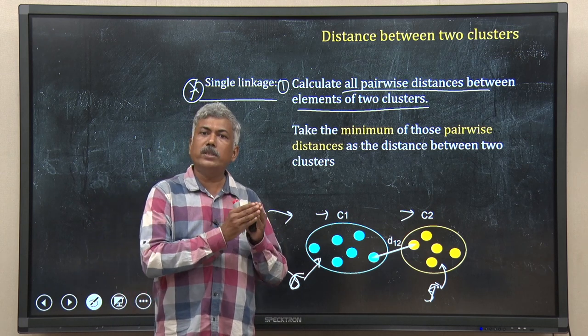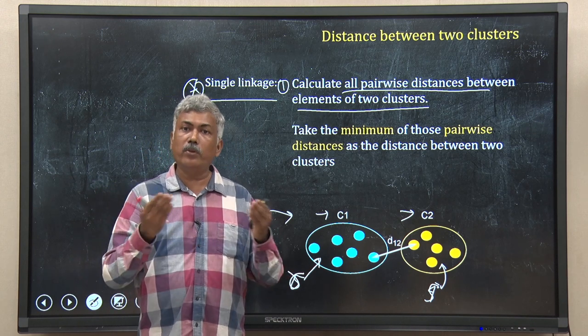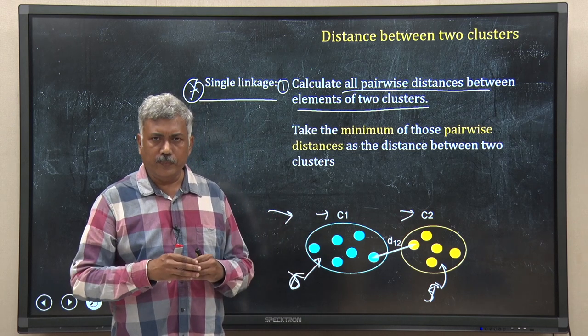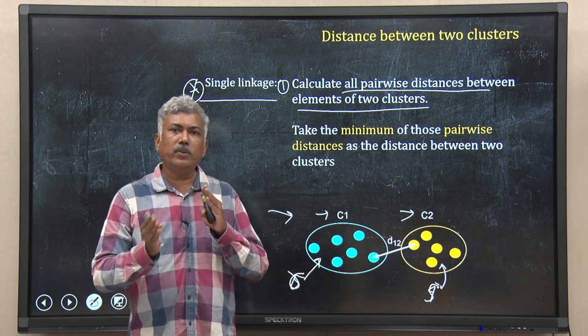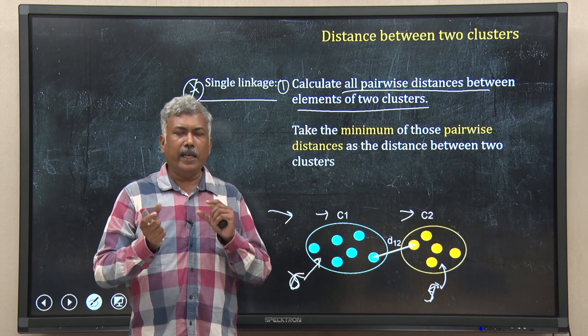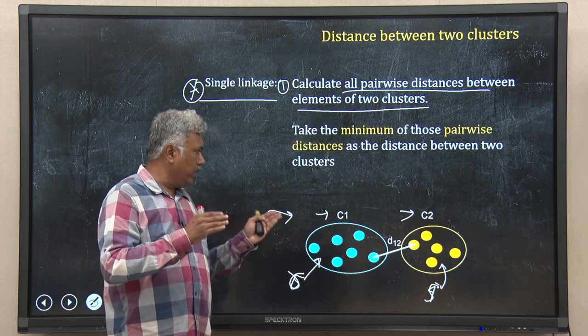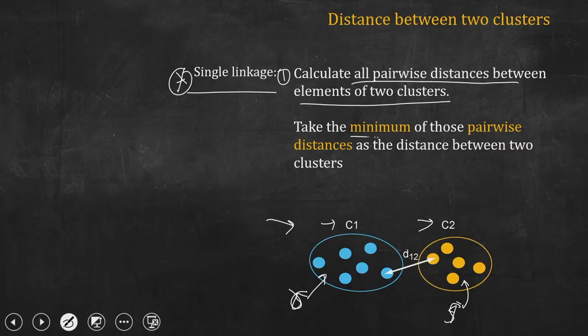Now, these objects are your original data points, right? So now you can use those distance measures that we have learned earlier, for example, Euclidean distance or Mahalanobis distance or correlation distance, whatever you want to use. You can use those definitions, those metrics, to calculate the distance between any two data points that you have picked up from these two clusters. So, you make a list, right? All the pairs from C1 and C2 and their distances, and then you pick the minimum of these pairwise distances, and that distance you will consider as the distance between these two clusters.